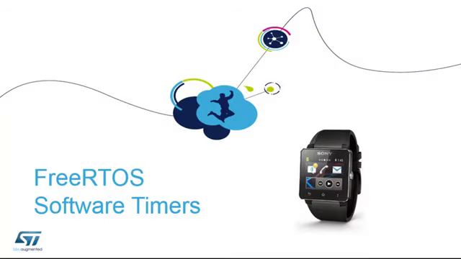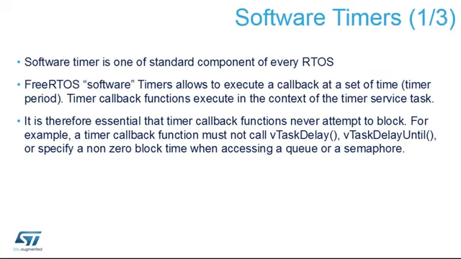Now I have got another topic for you, and that's about software timers. These are by default switched off when you set up CubeMX. The software timers are disabled. So if you want to use them, you have to enable them. And at the same time, you have to set up the stack for the software timer task and the length of the queue for the timer events.